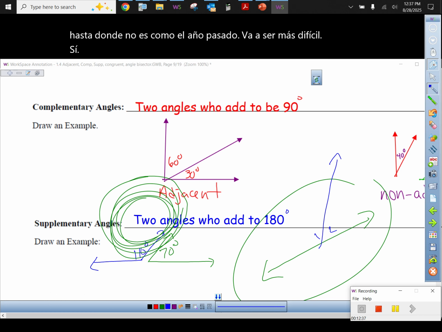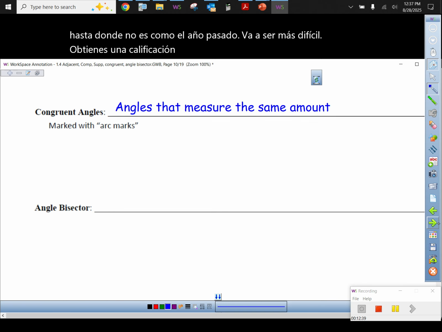You get a daily grade for participating. Congruent angles. We talked about congruent last time. It's angles that measure the same amount. Angles that measure the same amount are called congruent angles. Congruent means same size, same shape. But congruent angles, since they're angles, we know they're the same shape. They just measure the same amount.